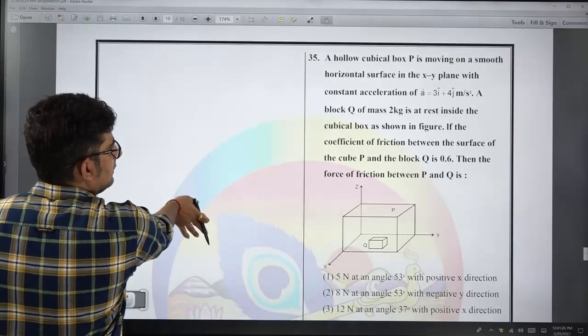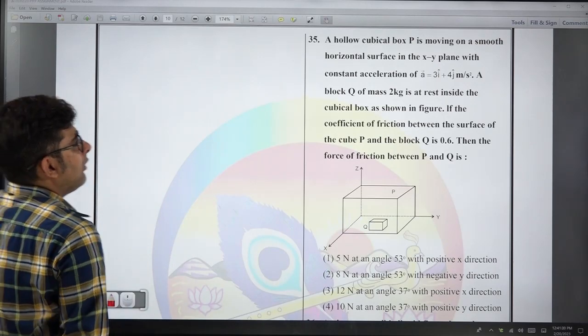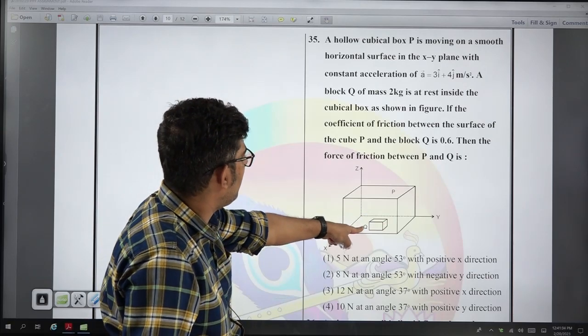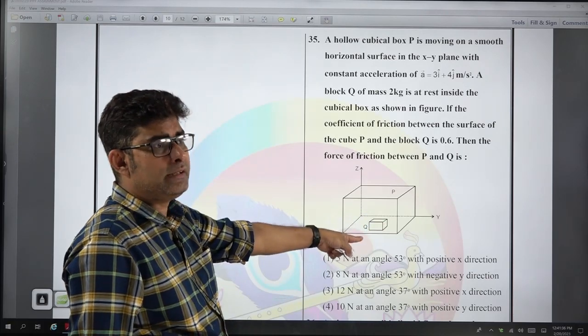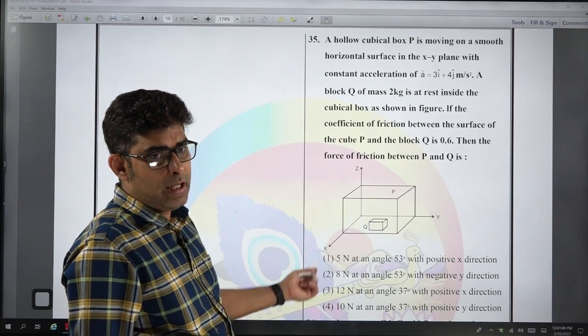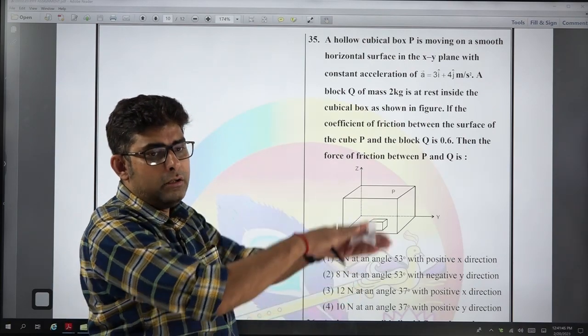Next, a hollow cubical box is moving on a horizontal surface. Inside you have a block of 2 kg at rest. 2 kg at rest means some force is making it move along. Which is that force? Friction. And what friction is it? Static friction. Because of static friction it is also moving along with the box.